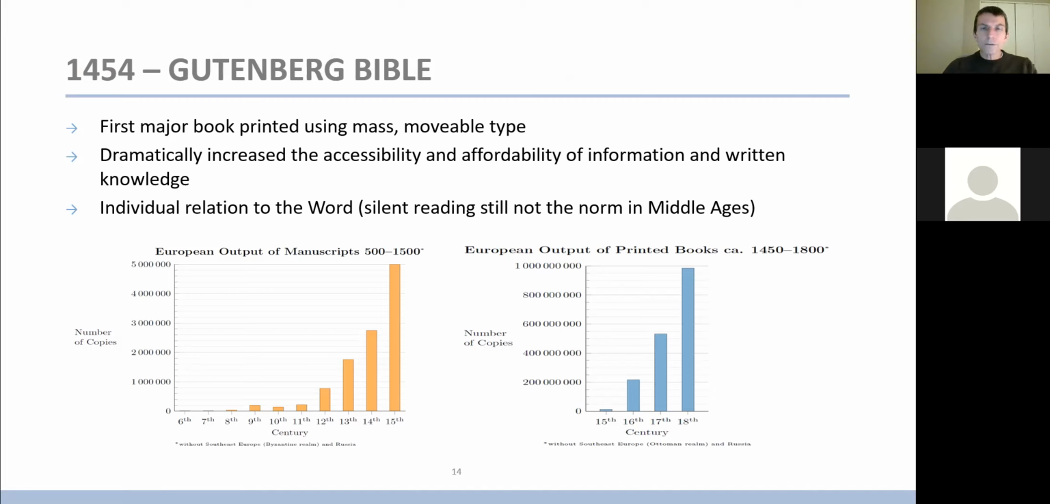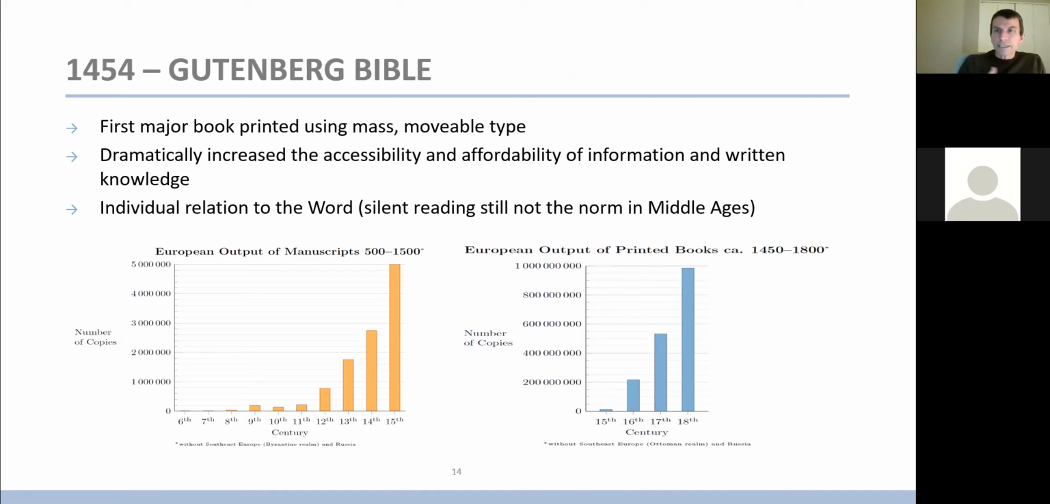One important shift is just the availability of literature, philosophy, when I say literature, I mean broadly, the availability of texts for people to read. Before, we have to get our head around this. So in the Middle Ages, looking at the graph on the left, the European output of manuscripts. Manuscripts means handwritten. From 500 to 1500.